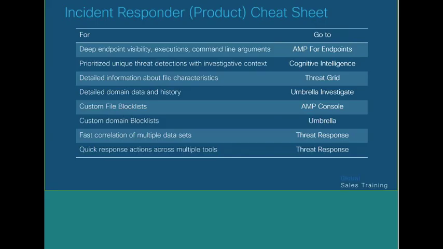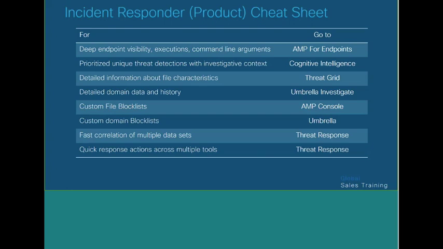So, bit of a cheat sheet here. If your customer needs deep endpoint visibility at any point in their incident response, which they will, needs to be able to see executions of files, needs to be able to see the relationships between processes and other processes and files and network resources, needs to be able to see the command line arguments that were provided in an attack on the endpoint, you need AMP for endpoints.